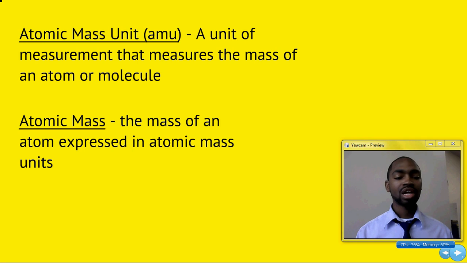Atomic mass is the mass of an atom expressed in atomic mass units. So I would say the atomic mass of oxygen is whatever atomic mass units. All right. So atomic mass is the mass of the atom or element.